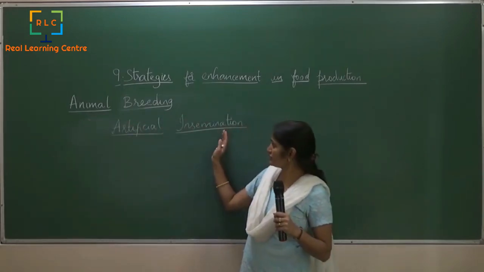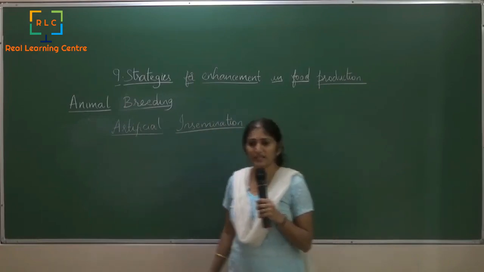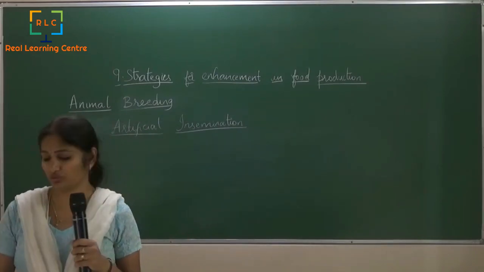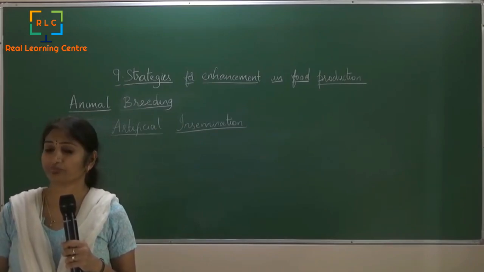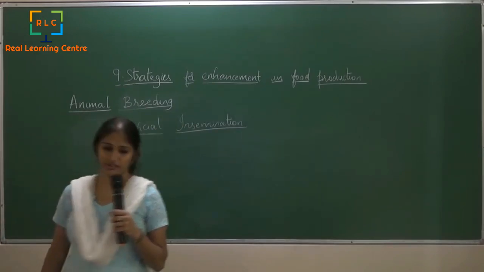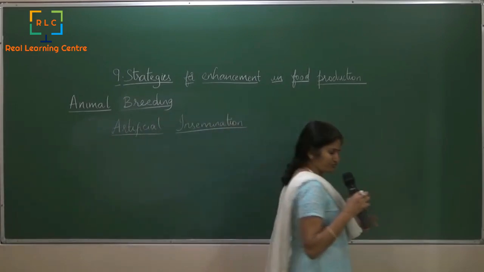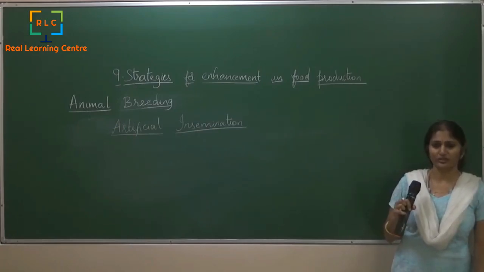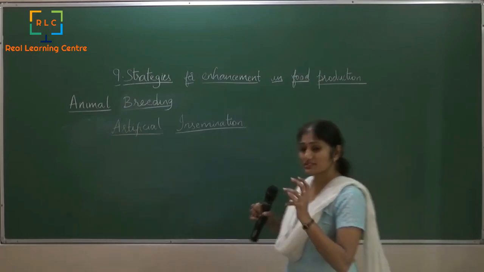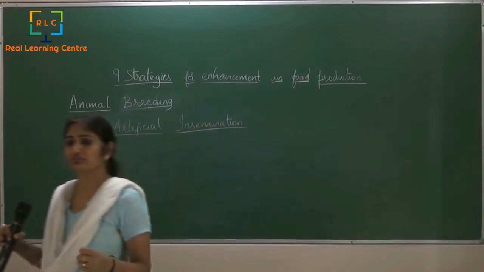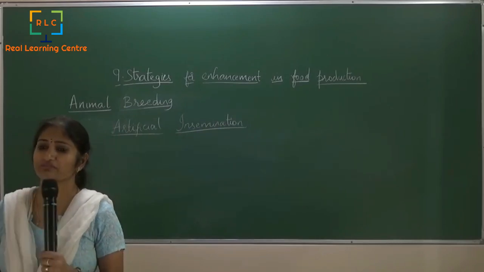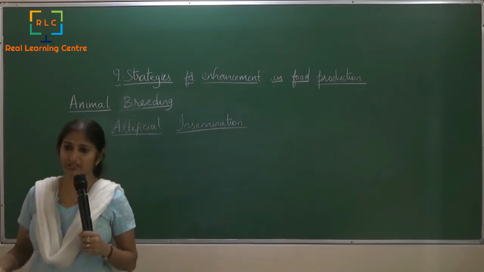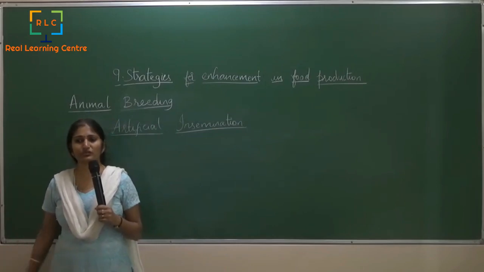So we have insemination. What exactly is this? Here we collect the semen from the male. The male is chosen, generally a superior male, but not necessarily all the time. We choose the best male, and then this semen is collected and it is injected into the reproductive tract of, again, the selected female. So we choose the male, we choose the female, take the semen and artificially inject it into the female.